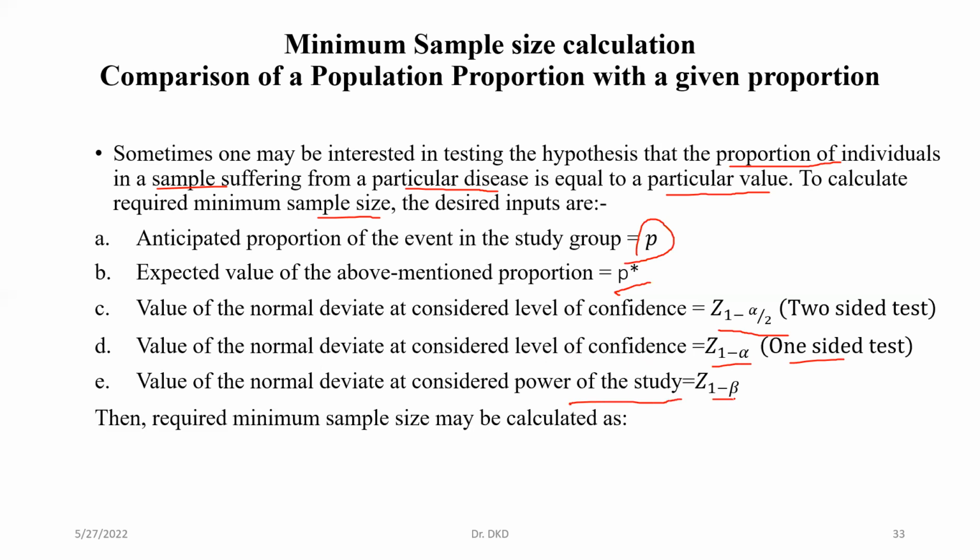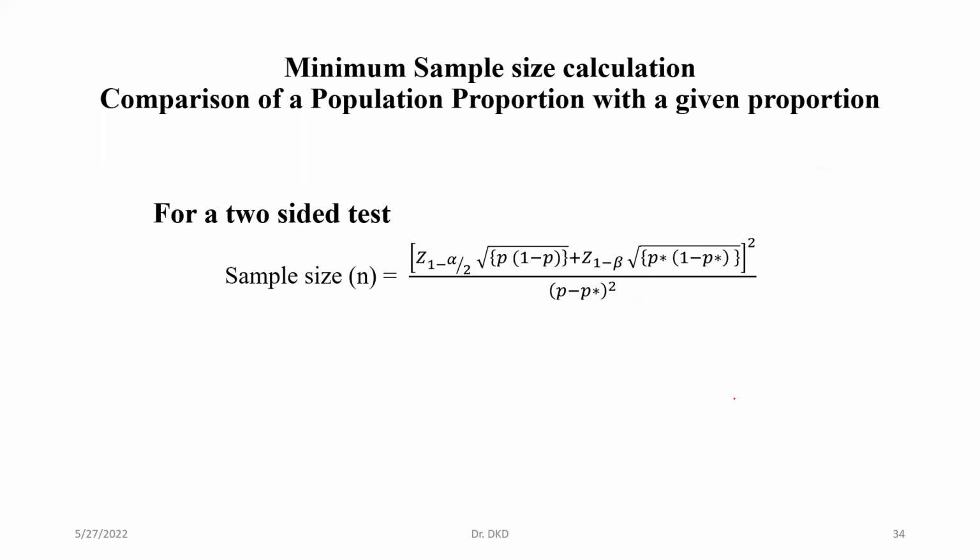So for the required minimum sample size, which formula will be applicable? These inputs are required during the calculation of sample size. For a two-sided test, we'll use this formula: sample size n equals Z1 minus alpha by 2, the normal deviate value for a two-sided test, times the square root of P star within bracket 1 minus P star, plus Z1 minus beta, for the power of the test, times the square root of P within bracket 1 minus P, all divided by P1 minus P, squared. This is the proportion value, and this is the subtraction.